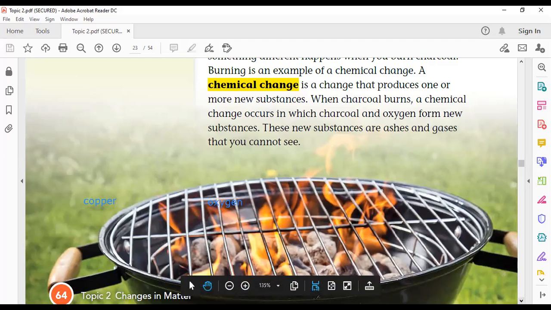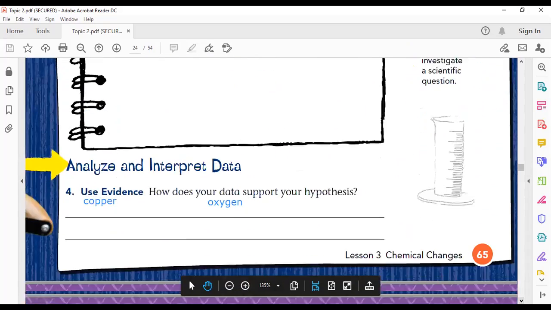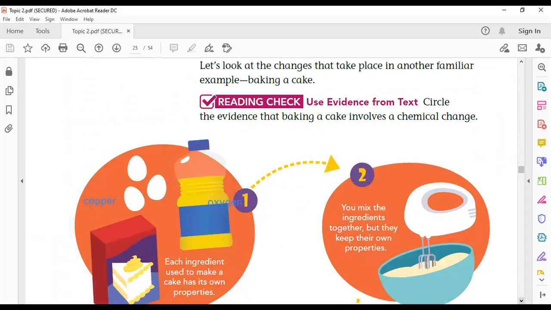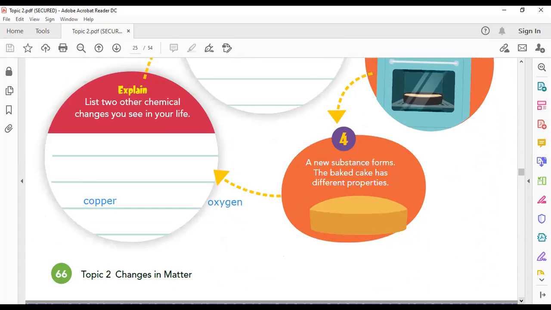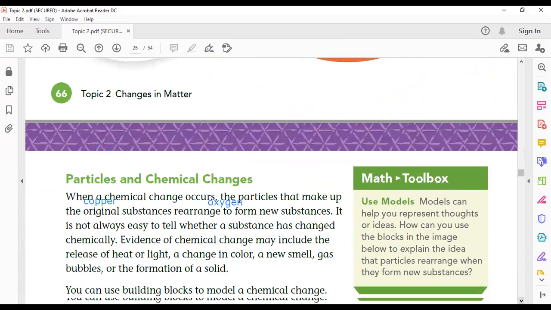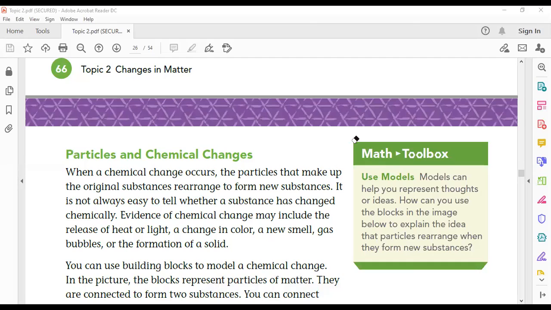Okay, there are a lot of chemical changes in nature. There are many examples of chemical changes. For example, when you bake a cake or bake bread, this is an example of chemical change. Also, rusting, for example, rust is also an example of a chemical change.